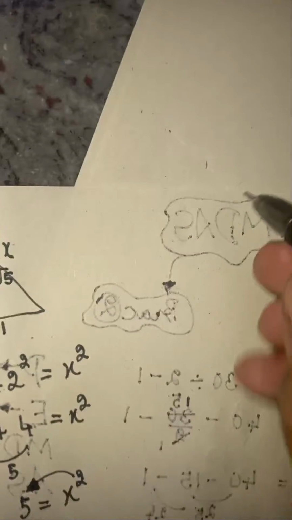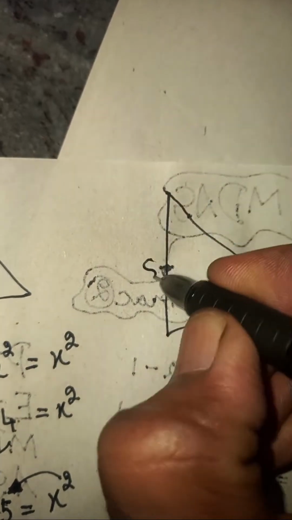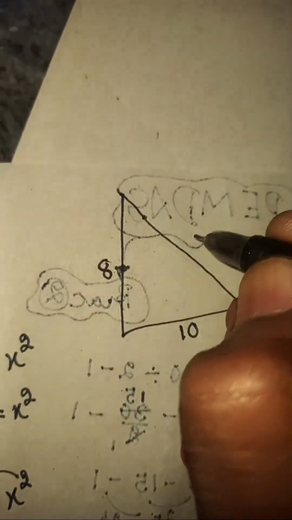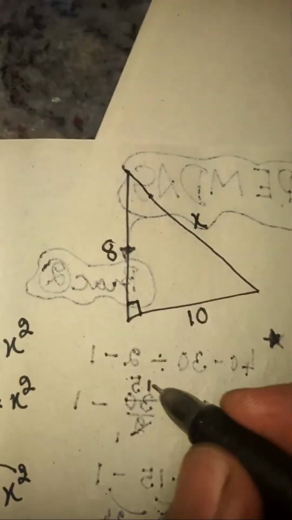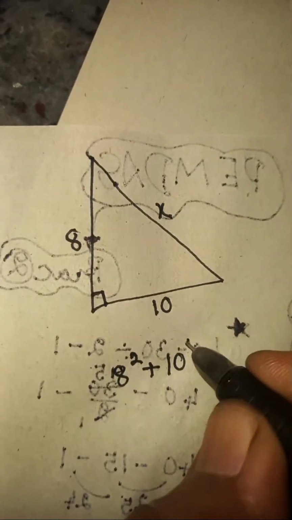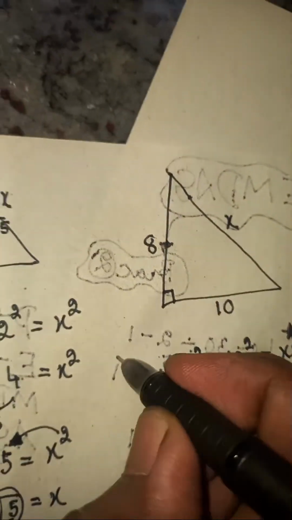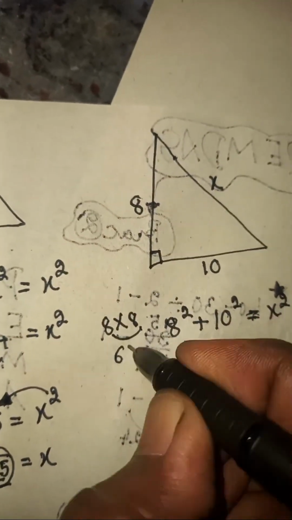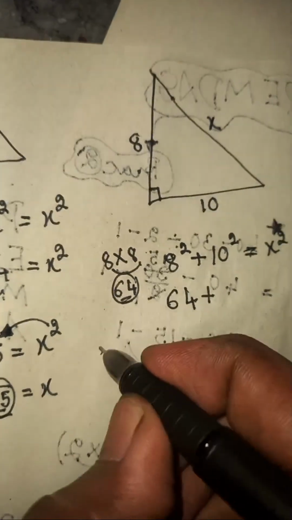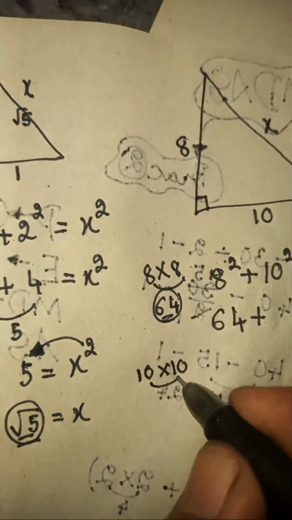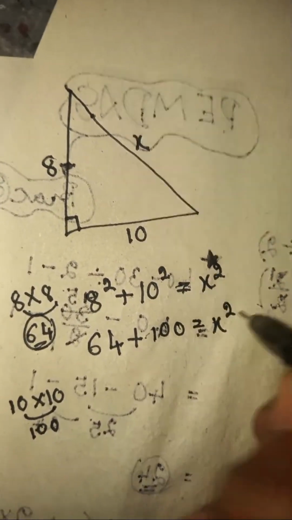Let's take one more problem. Here they have given this side length as 8 units and this side length as 10 units. You need to find out the hypotenuse value. Here also you can write 8 square plus 10 square equals x square. Here 8 square means the same, 8 times 8 is going to become 64. This is 64 plus 10 square means you're going to get 10 times 10, which is equal to 100. So this is 100, which equals x square.